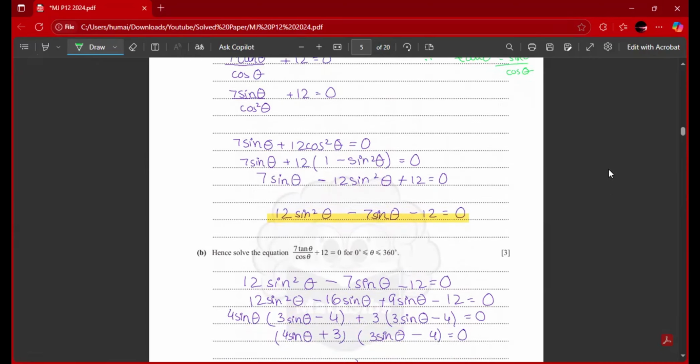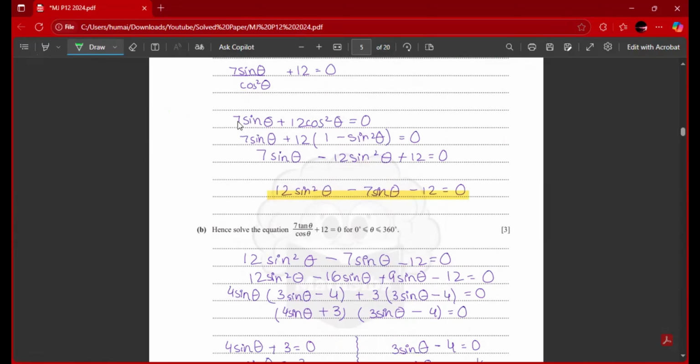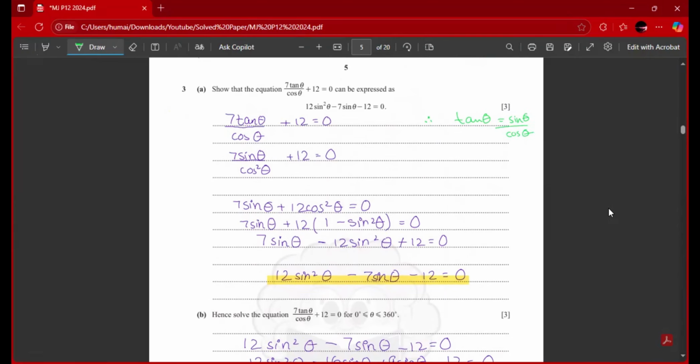Now we are using another formula. Okay, I have skipped a step here. So actually what is being done is it's being cross multiplied here, and then factorized. Like I multiply this whole part with cos square theta here, and similarly on the other side. That's the reason we have no denominator on this part. Now we have something like 7 sin theta plus 12 cos square theta is equal to 0.